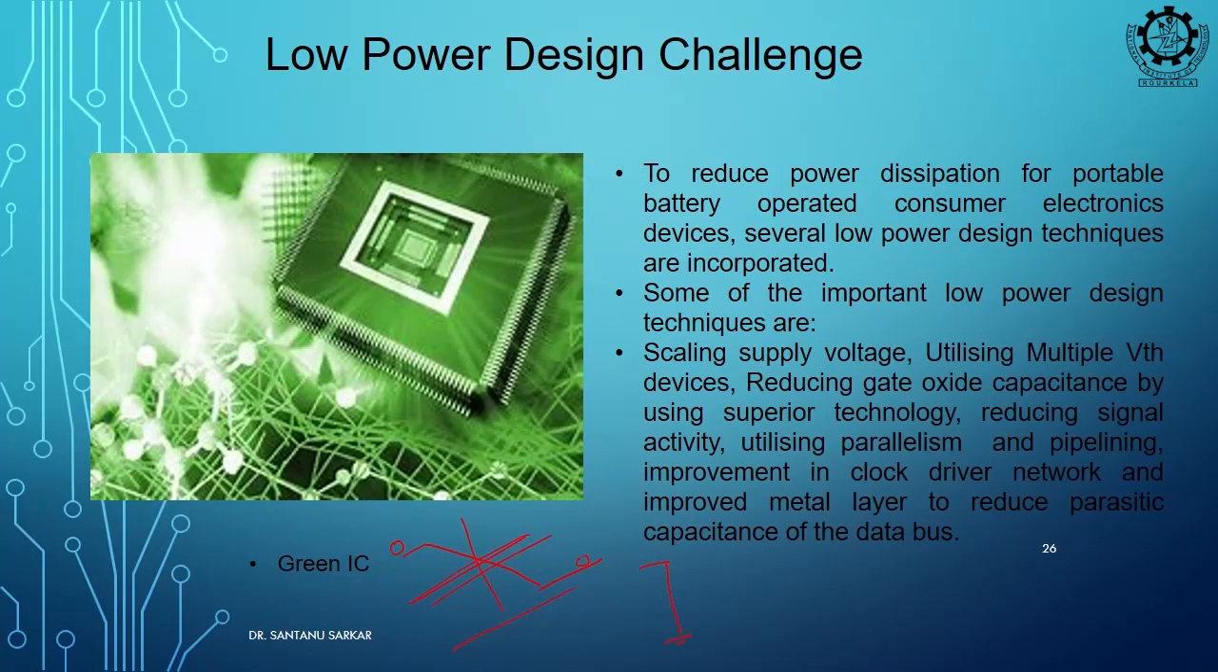So, heating is another important aspect. All of this will be used as motivation for designing low power. Okay. What are the disadvantages of heating?